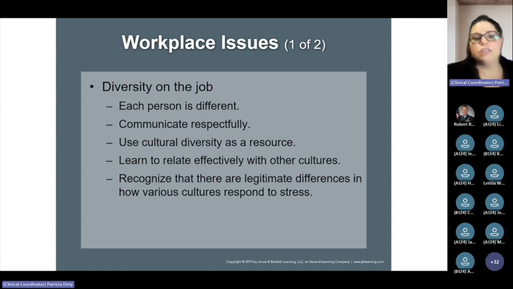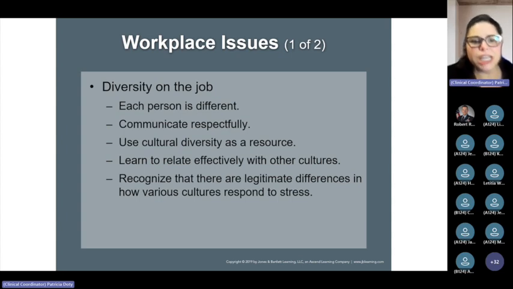Diversity on the job. Well, let's talk about workplace issues here. Each person is different. It's 2024, guys. Respect each other. I think it's ridiculous if you don't. Communicate respectfully. I'm not going to talk down to any person, and I don't expect anyone to talk down to me. I think that's also ridiculous.